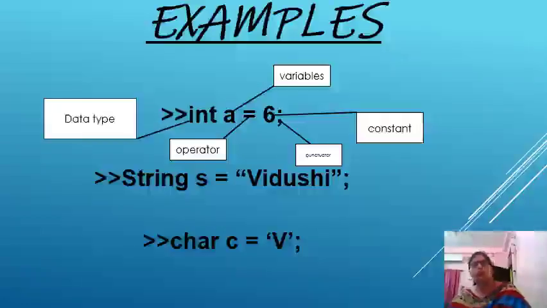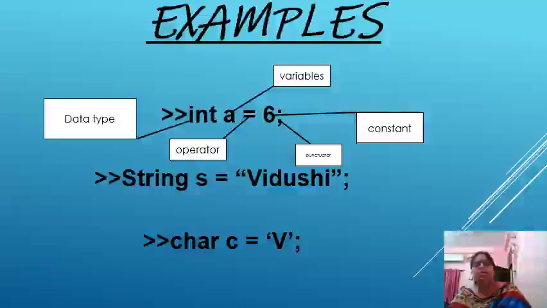Now we are going to understand the token with the help of examples. The first example is int a = 6. It means int is your keyword or data type which we are going to represent in tokens. A is your variable. This is your assignment operator. Operator has been used here. 6 is a constant and semicolon is your punctuator or separator. It is also known as a line terminator.